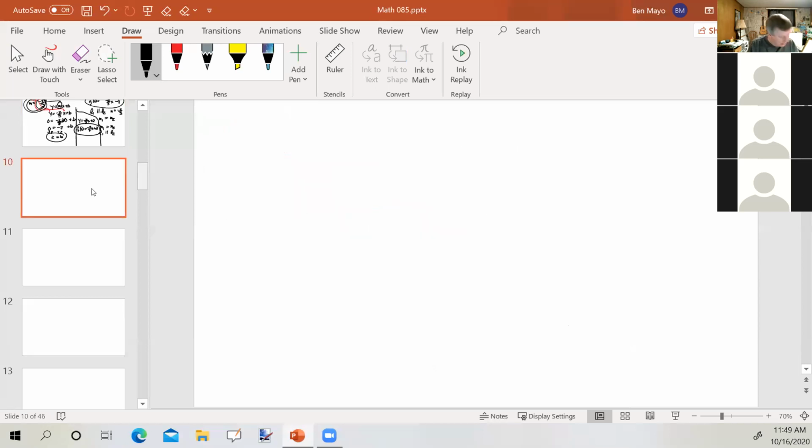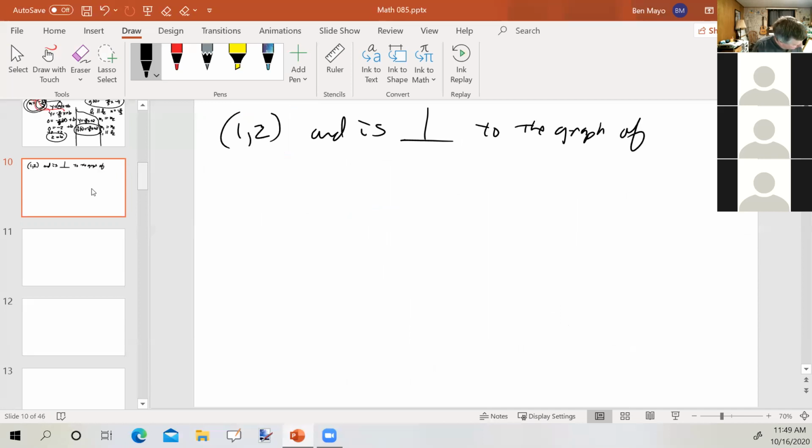Let's see here. Now we're going to come up with the function that passes through the point (1, 2) and is perpendicular to the graph of g of x equals -x/6 plus 1. All right, now parallel lines have the same slopes.